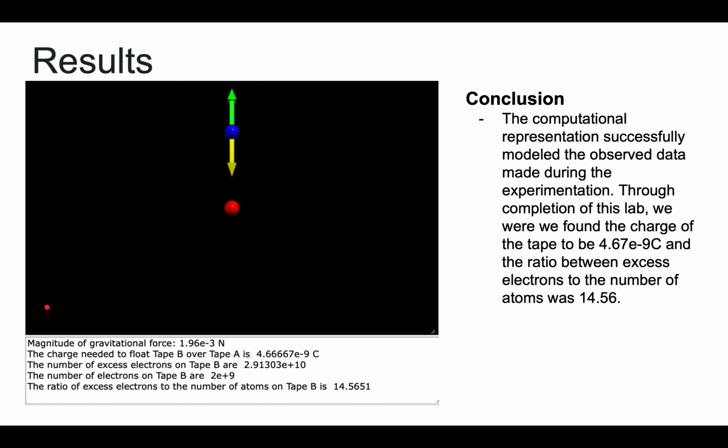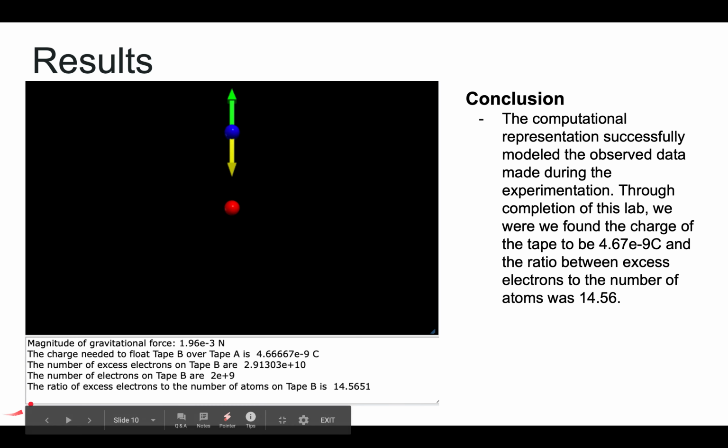And in our results, we were able to find that the computational model representation successfully modeled the observed data made during the experimentation. Through completion of this lab, we found that the charge of the tape was 4.67 times 10 to the negative 9 coulombs, and the ratio between excess electrons to the number of atoms was 14.46, and the other values were found under here.